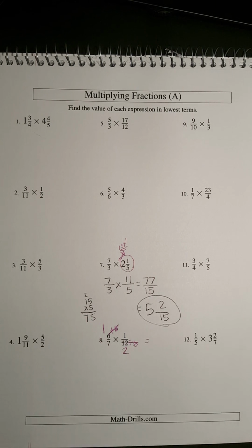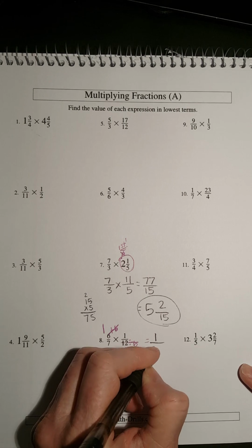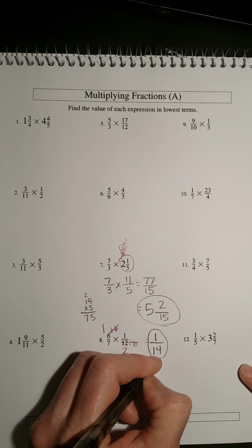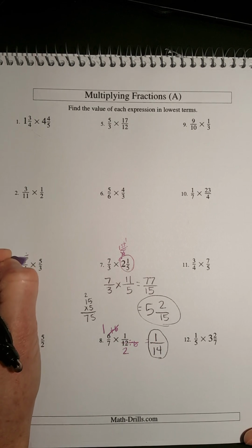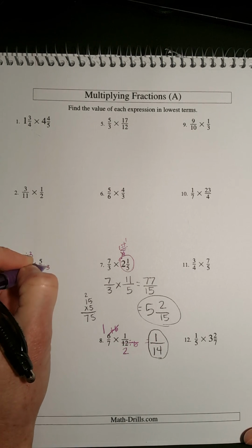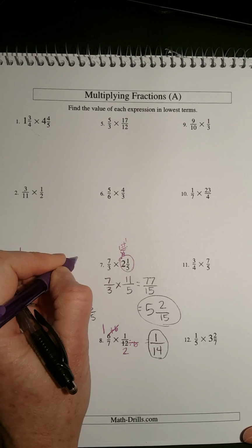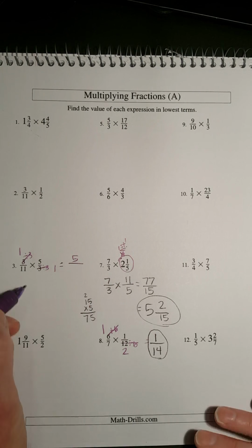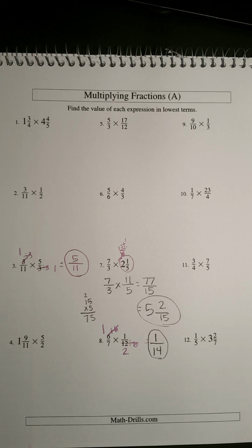So let's multiply across. There's 1 times 1, which is 1. 7 times 2, which is 14. That's 1 over 14. I like this one too. Let's divide both of these by 3. Simplify down to 1 on both of those. And you're going to have 1 times 5, which is 5. And 11 times 1, which is 11. Sorry, I'm changing colors here. I'm just all over the place. That's okay. All right. Let's do another one with a mixed number.